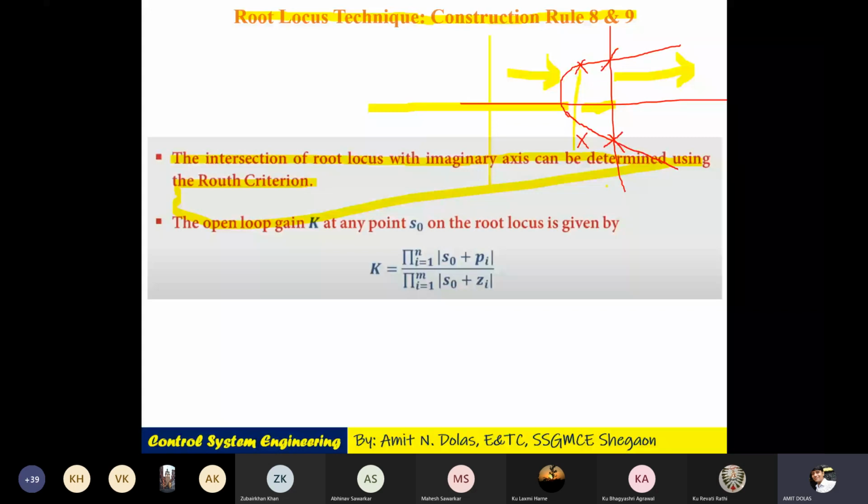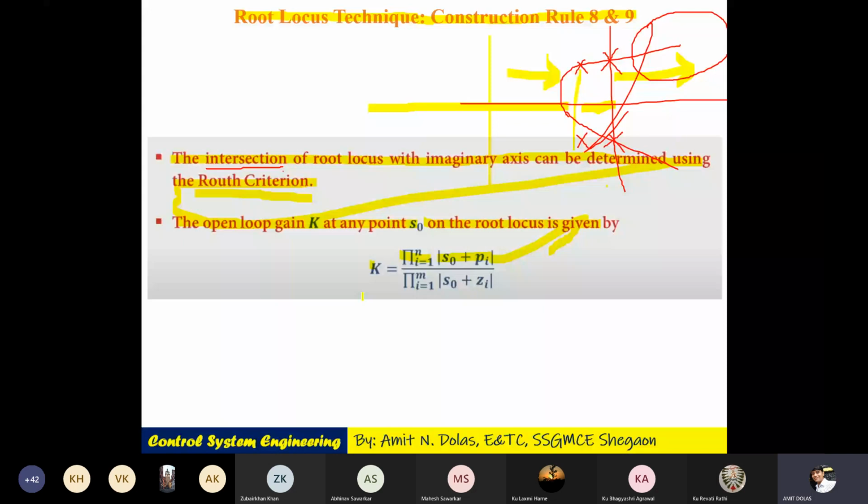So in that case, if you wanted to find out the intersection of the path of the root and the imaginary axis, for that purpose we use the Routh criterion, and that you know very well. We'll see it in the further example. The open loop gain k at s equal to s naught, the test point on the root locus, is given by k equal to the product of s plus all the poles, divided by the product of s plus all the zeros.